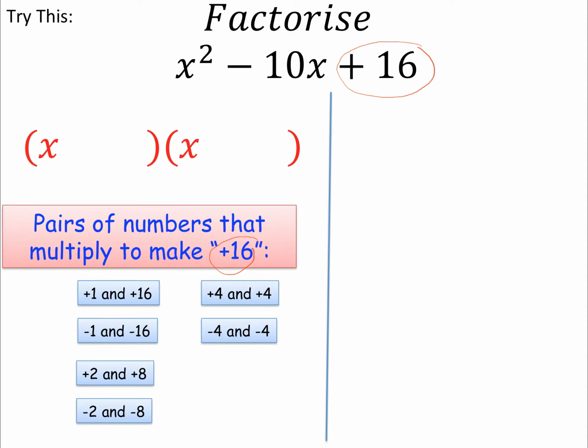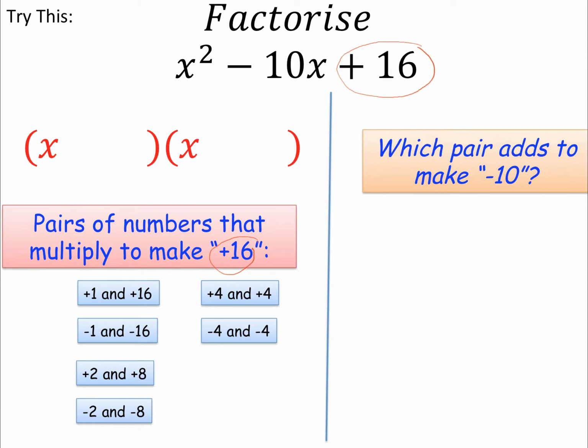Now the next step, we look at which of these pairs adds up to give us what? The middle term here, which is the x term. And the x term has a coefficient of what? Minus 10. So we are looking for minus 10. Remember, I didn't just say 10, I said minus 10. So let's add all of them here. So positive 1 plus positive 16, that will give us what? 17. Minus 1 plus minus 16, that will give us what? Minus 17.